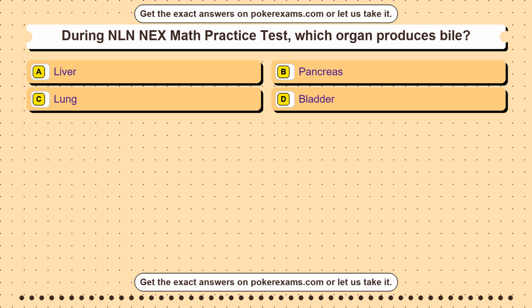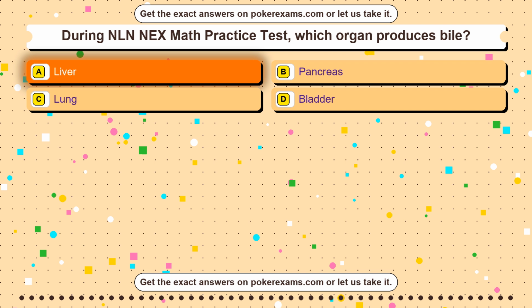Question 21. During NLN NEX math practice test, which organ produces bile? Option A, liver. Option B, pancreas. Option C, lung. Option D, bladder. The correct answer is option A.